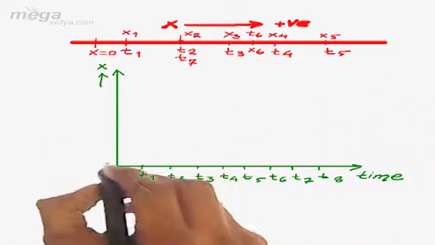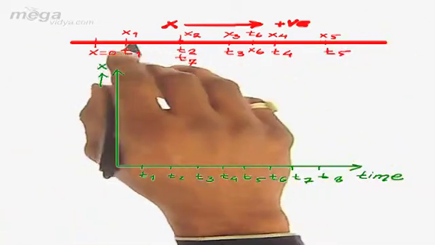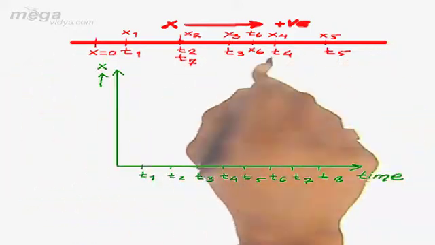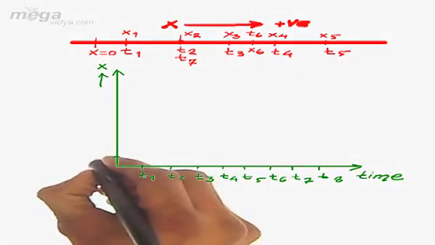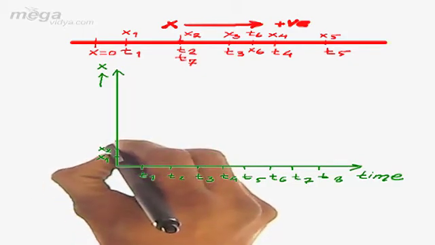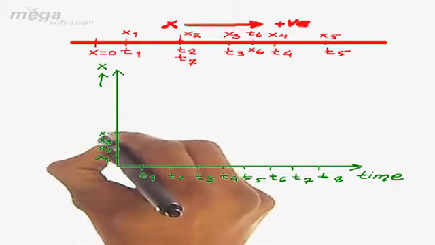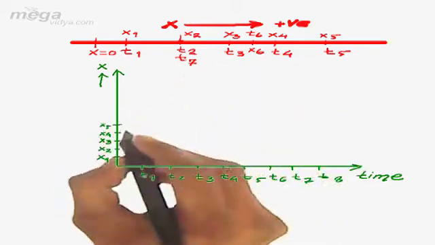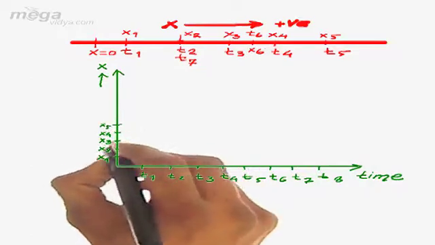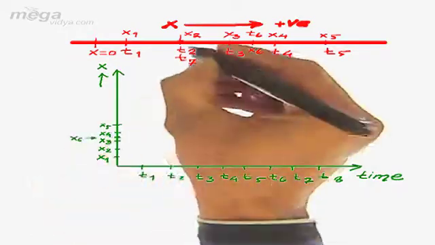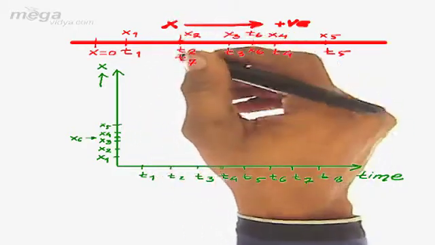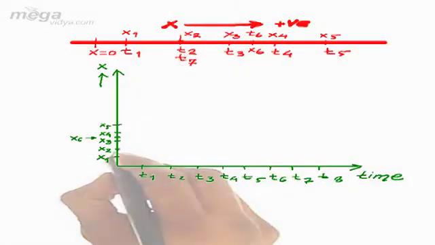Here I am marking these positions which I have considered during the motion of this particle. Say this is position x1, this is position x2, similarly x3, x4, x5. Again, between x3 and x4 there is x6, and as the particle comes back to its position x2 again, x2 I have marked already.